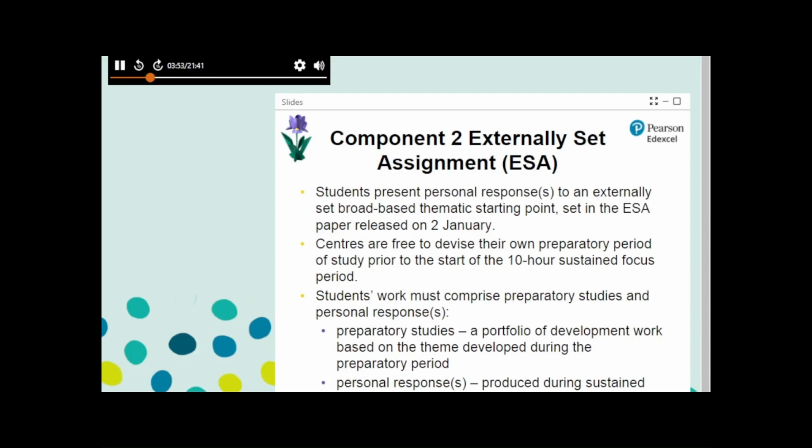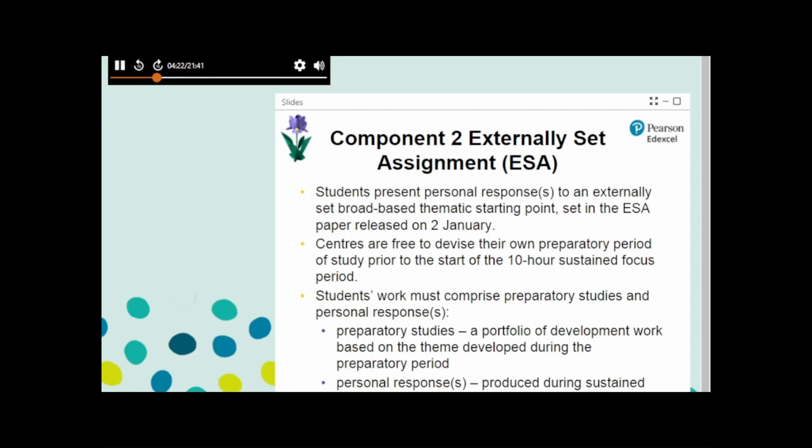Component 2, Externally Set Assignment. For Component 2, students present a personal response to an externally set, broad-based thematic starting point set in the ESA paper released on the 2nd of January. Centres are free to devise their own preparatory period of study prior to the start of the 10-hour sustained focus period. Students' work must comprise preparatory studies and a personal response.